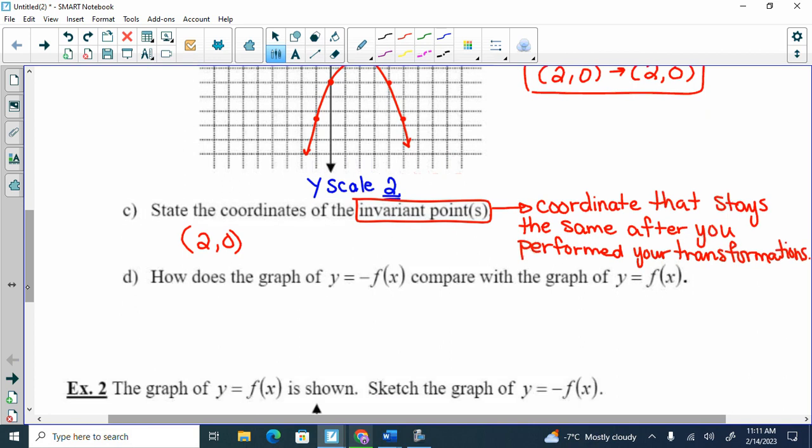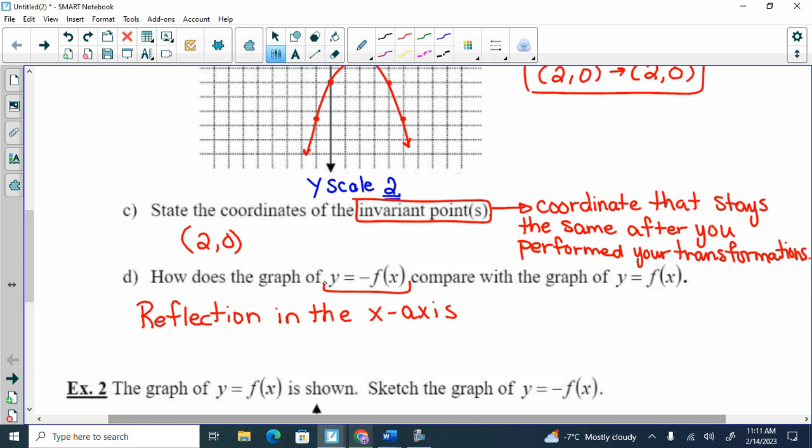So how does the graph of negative f of x compare with the graph of y equals f of x? It's called a reflection in the x-axis. So remember, this is just transformed form. Why is it transformed form? Because it's an equation with an f in it.